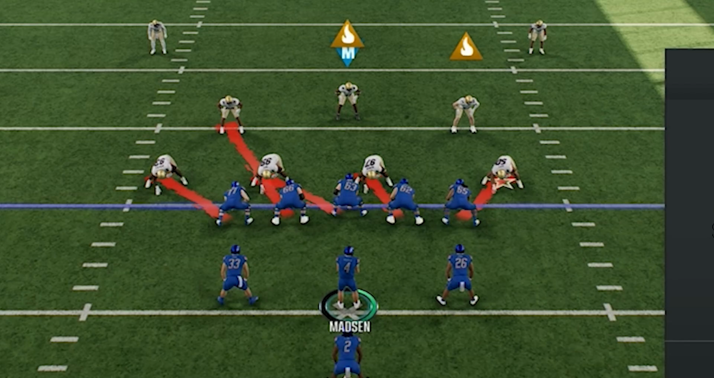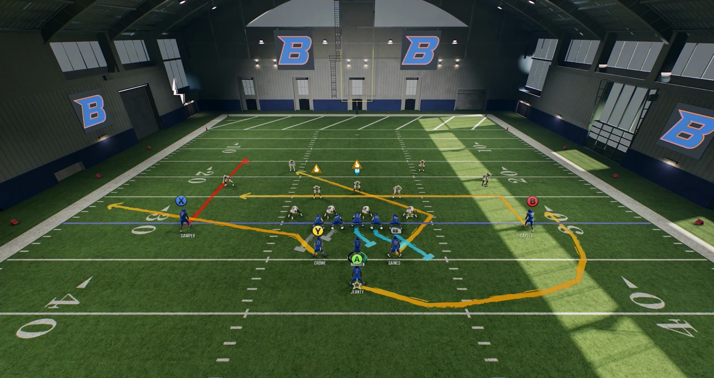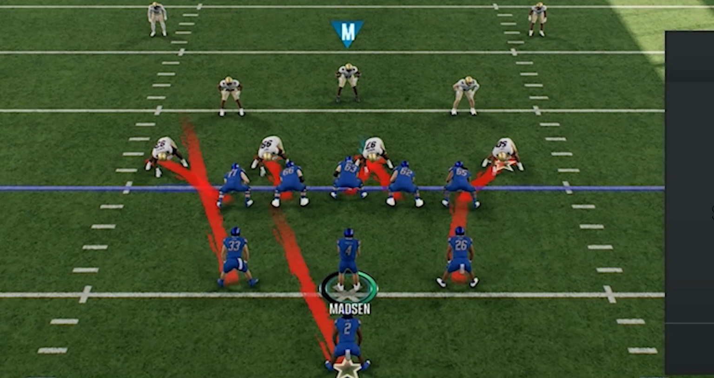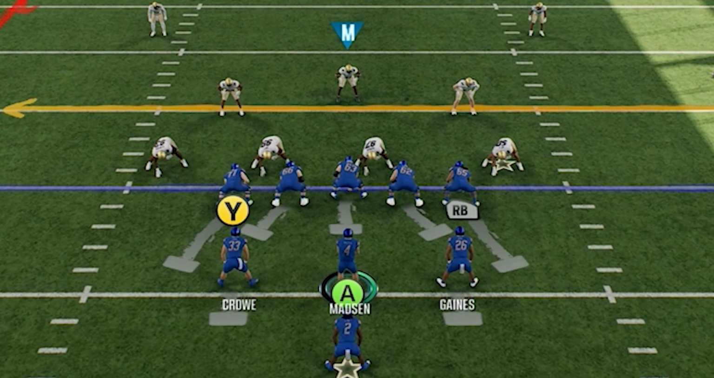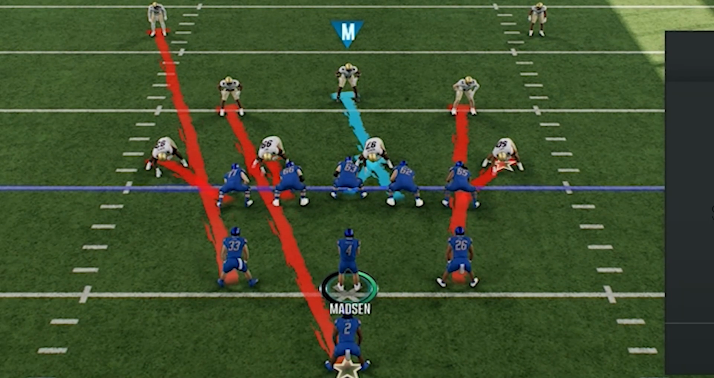So you can change, of course, your protection. If I half slide to the right here, you'll see that now that outside linebacker on the left is unblocked because we're picking up that guy on the right. If I change my pass protection to max protect, you see those flames disappear there. Because now if you look at my pass protection, all of those linebackers are getting picked up now.